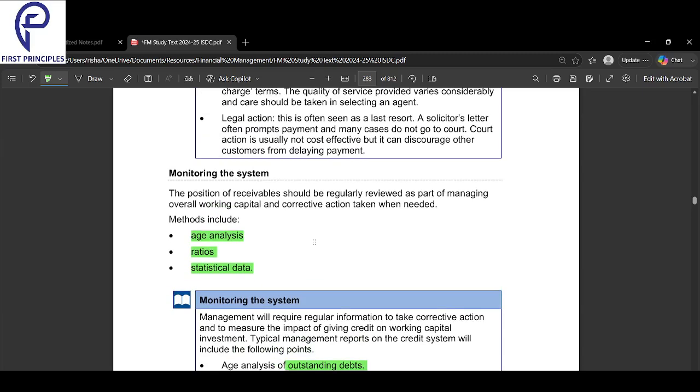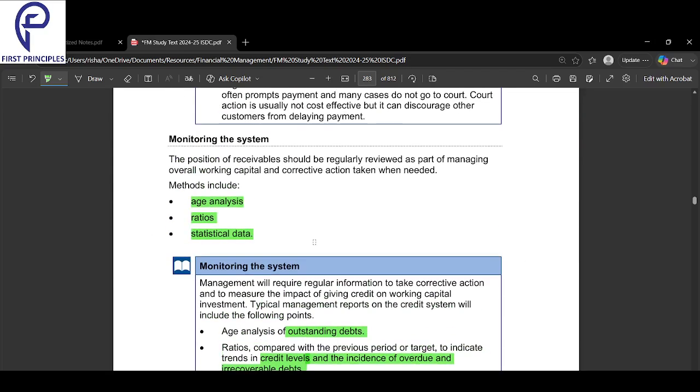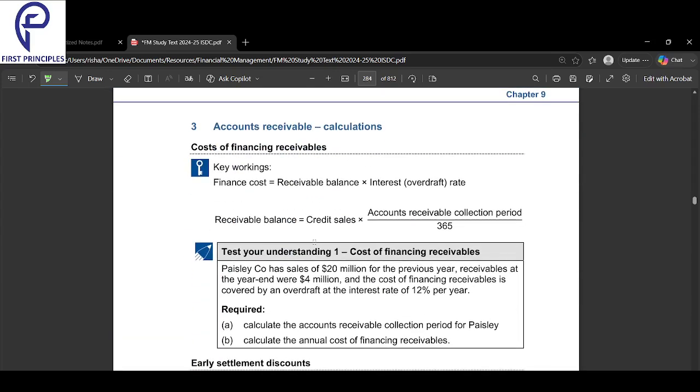Okay. Credit to customer, you have to make a rule about it. So that rule is called credit policy. And four aspects of that policy, we have looked into all the four aspects.